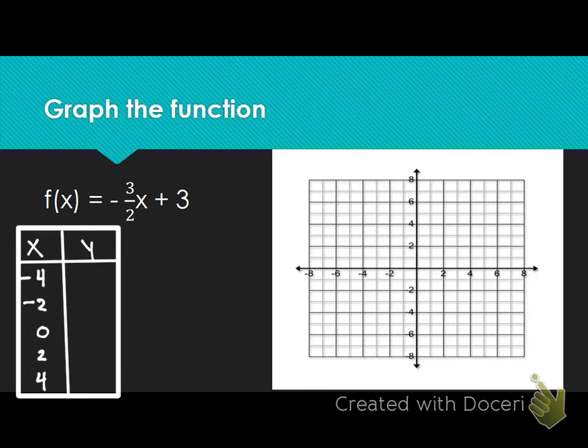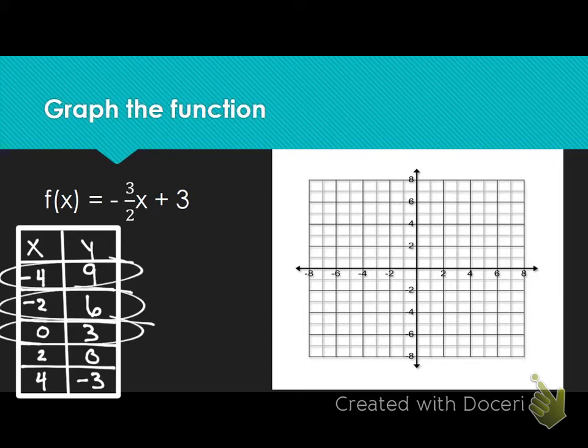And why would I not use like -20? Because it's going to make my graph really big. Even though that's a multiple of 2, that's still going to make my graph really big. So when I plug those numbers in, I get an output of 9, 6, 3, 0, and -3. Now, these pairs form ordered pairs that I can graph. So my first ordered pair, -4, 9.